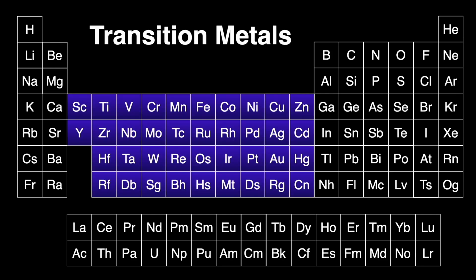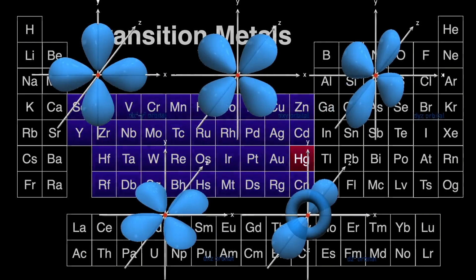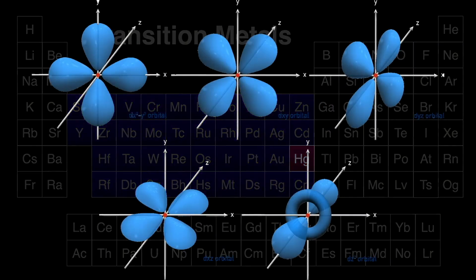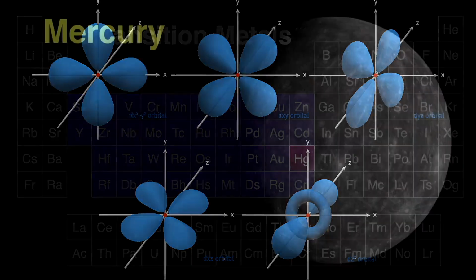Mercury is also part of a large group in the middle of the periodic table called the transition metals. This section of the periodic table is where we fill the d electron orbital of the respective atoms as we move from left to right across the periodic table.